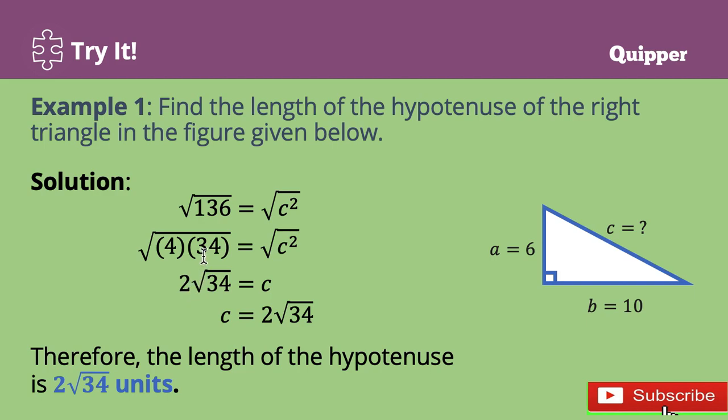Then, since 34 is not a perfect number, and the square root of 34 is an irrational number, we just remain this 34 as radicand. So we now have the value for c is equal to 2 square root of 34. Therefore, the length of the hypotenuse is 2 square root of 34 units.